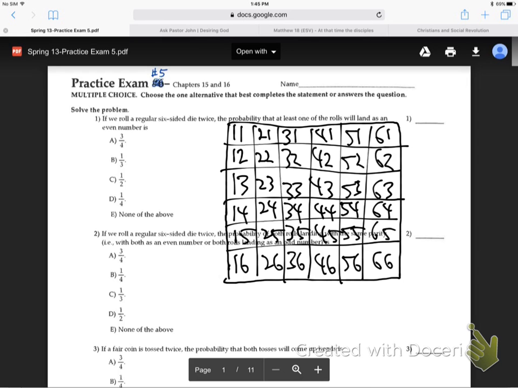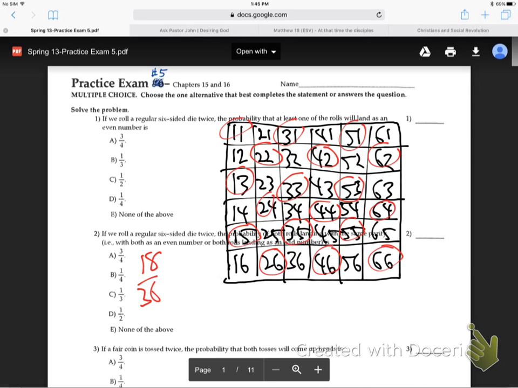So how many have both even or both odd? That's what they're asking. Both even or both odd. Yeah. So here, both odd, both odd, both odd. Both even, both even, both even. Both odd, both odd, both odd. Both even, both even, both even. Both odd, both odd, both odd. Both even, both even, both even.